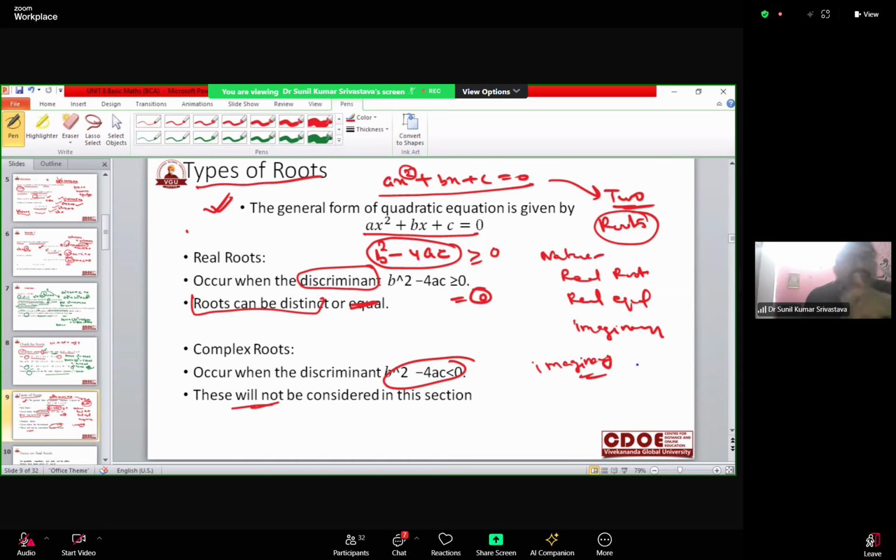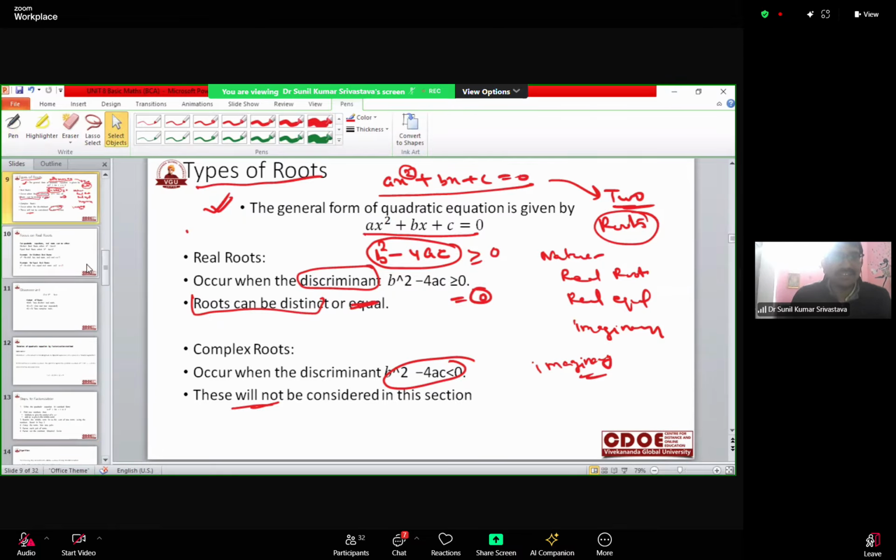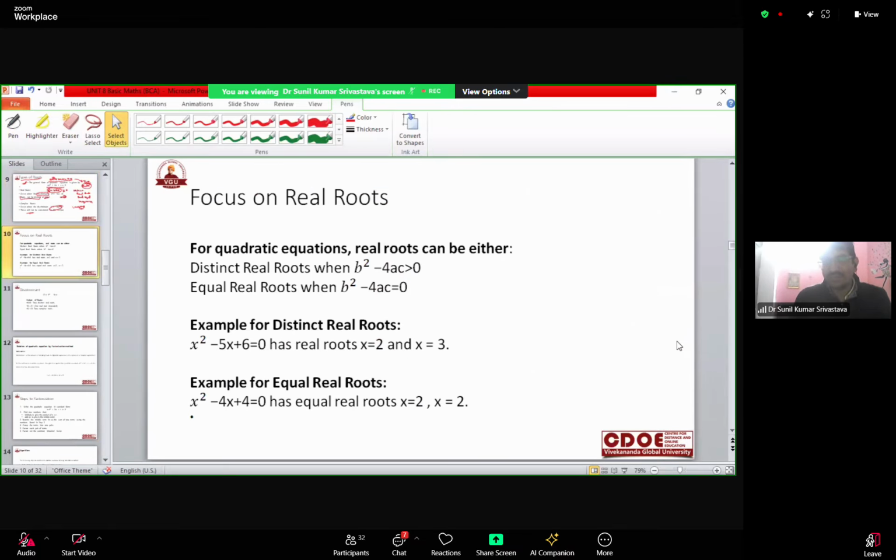If the discriminant is positive, roots are real and distinct. If the discriminant is 0, roots are real and equal. And if the discriminant is negative, roots are not real, it is of imaginary consideration. So this is the nature of the roots of the equations. Now, one by one, we understand this concept by taking an example.